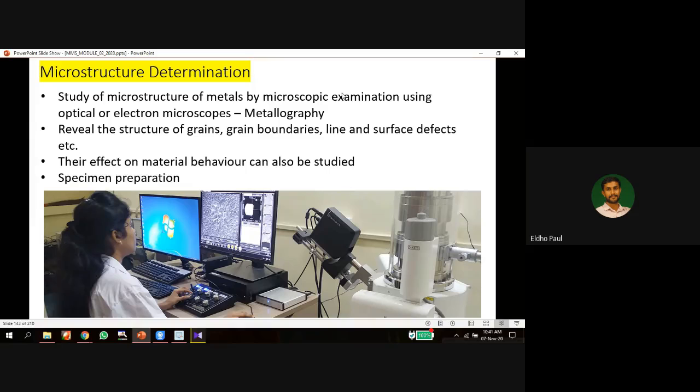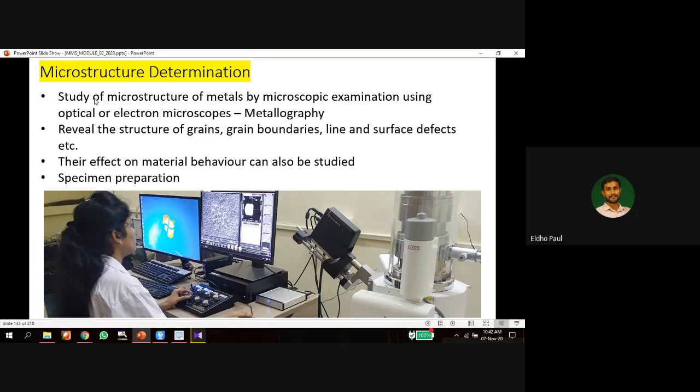To view the microstructure of the material, we use a technique called microstructure determination. By this, we can see the microstructure of any material using some equipment. It can reveal the structure of the grains, their size and shape, what the grain boundaries are and their characteristics, and the different defects present in the microstructure of the material.